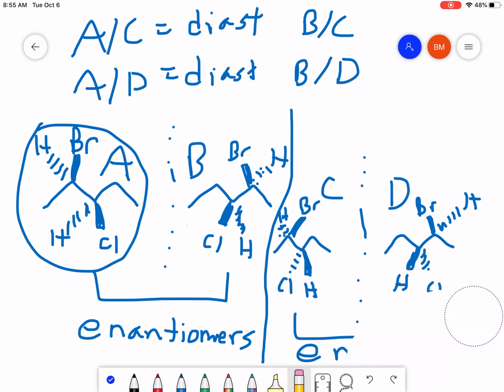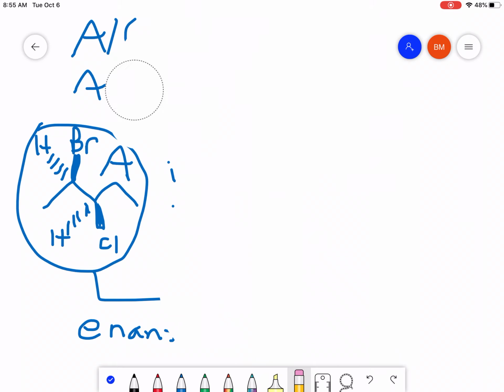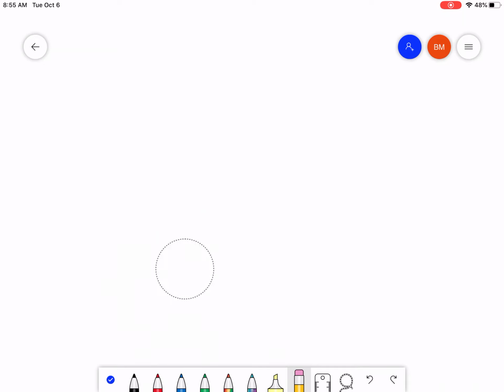All right, let's try another one. Let's try a cyclic one this time. Want to make sure you guys see one of those. All right, let's say we got this. I just realized I really drew this in a bad spot. I need to plan ahead, right? Drawing on a tablet. Got to make sure I have enough room. Okay, so let's take a look at this guy.